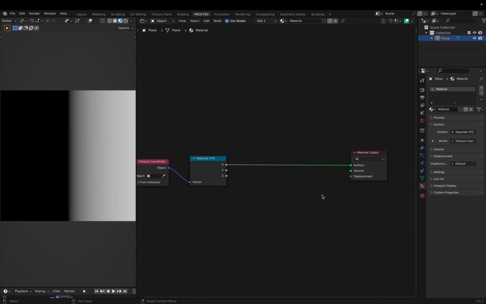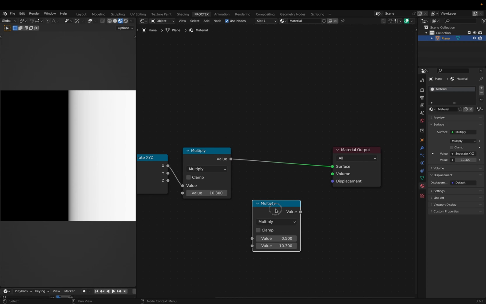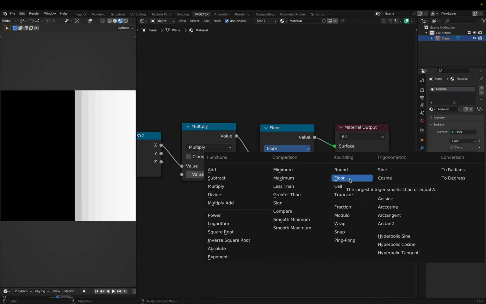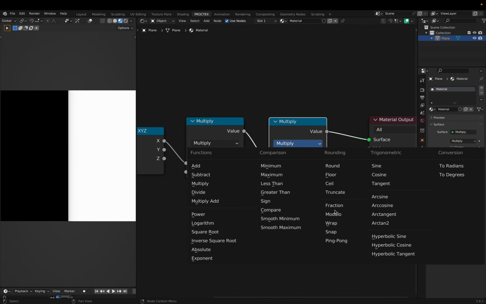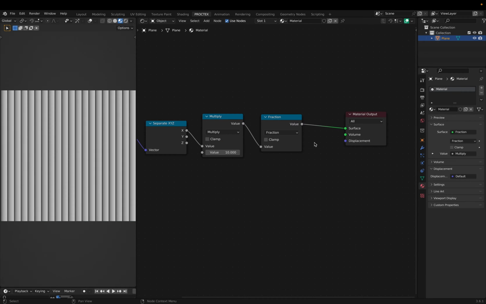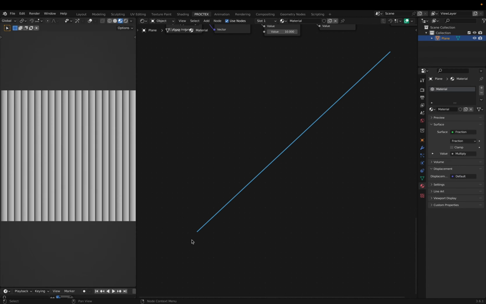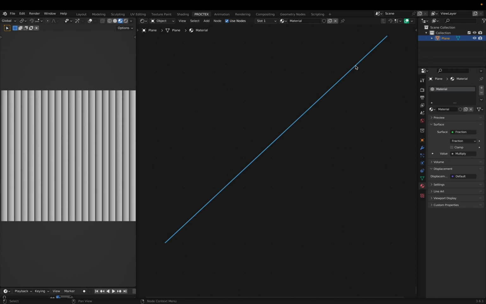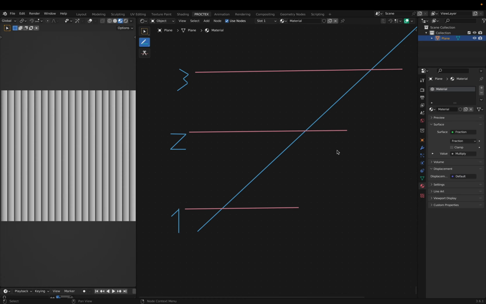If we have this gradient, we can multiply to get values over 1. We can use the floor or ceiling function to snap it to integers. We can also use the fraction operation. I'm going to use grease pencil to explain what this does. Our input is a gradient like this. Higher Y positions means higher values. You can think of it like this.